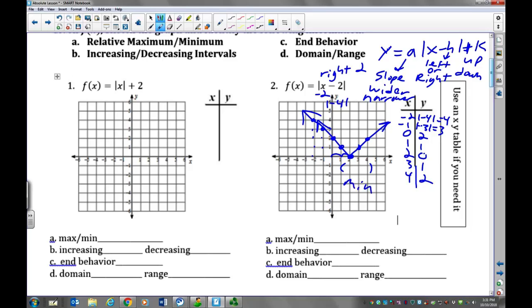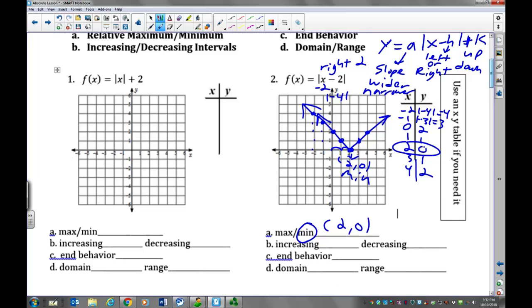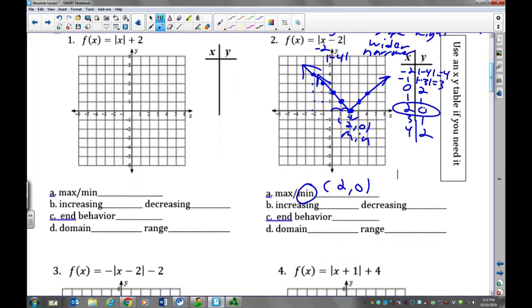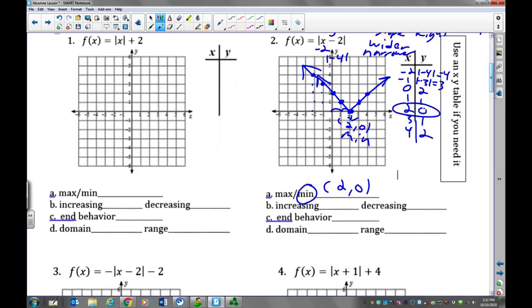That's going to be a minimum at the vertex there, which is 2, 0. Yeah, right there. And so that's going to be our first part A there. Is that a minimum or a maximum? So this one is a minimum at 2, 0. So there's our first answer there for part A. Graph is worth points, and part A, B, C, D is worth points. We'll come back to increasing, decreasing in a second.